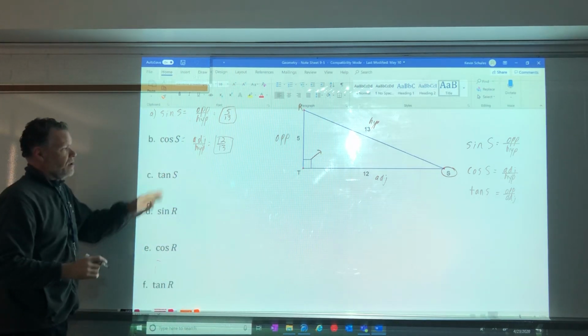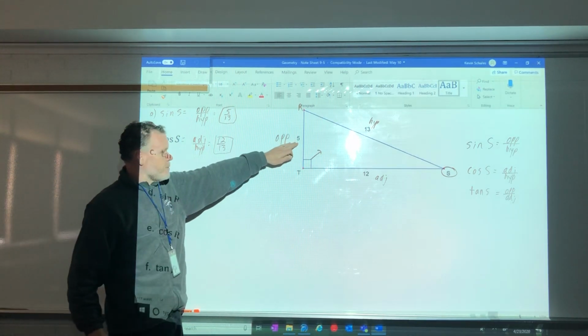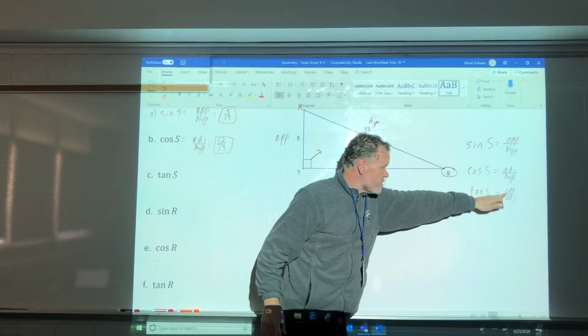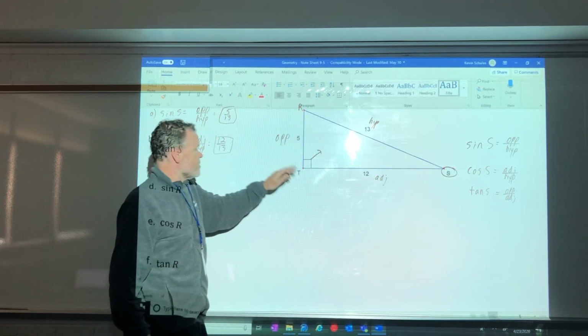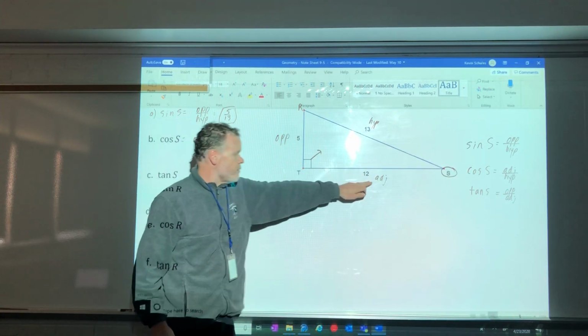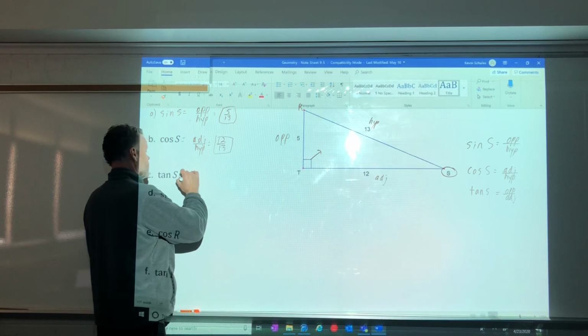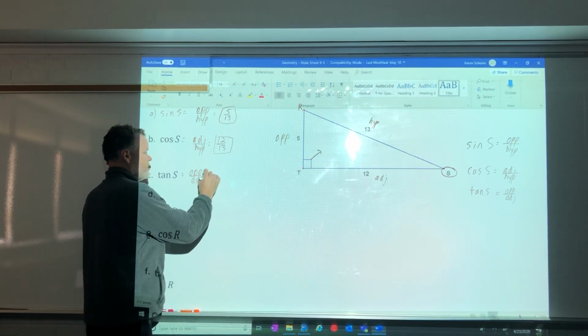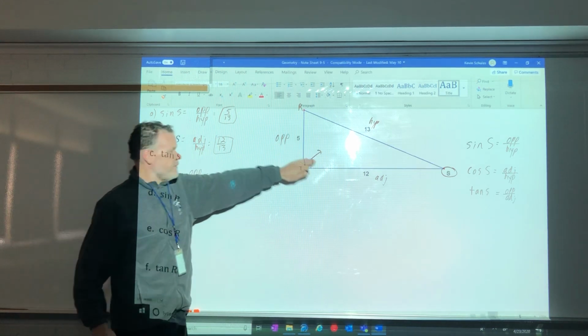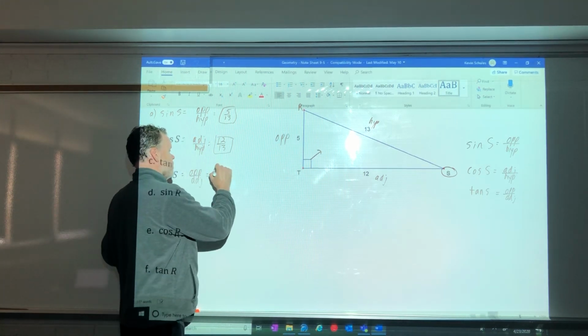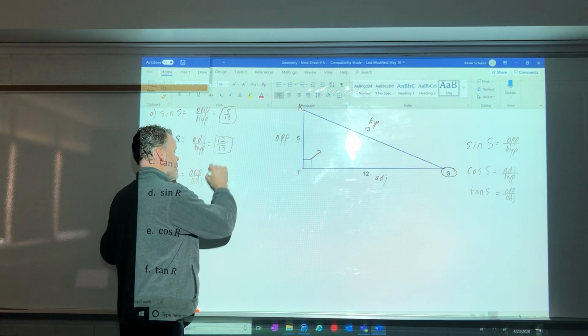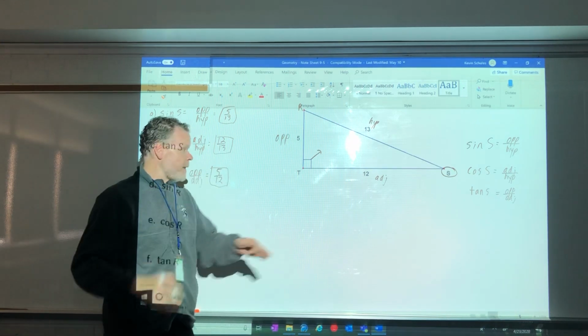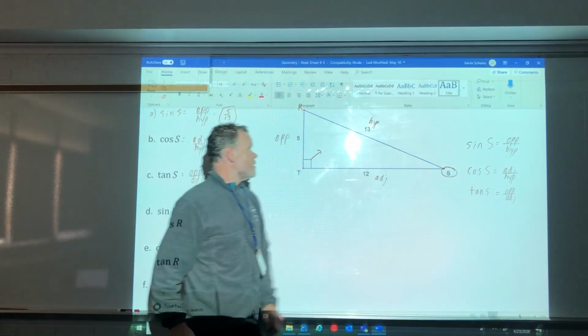Your tangent of S, that's going to be your opposite. Tangent is opposite over adjacent. So your tangent is going to be 5 over 12. And again, this was all with respect to angle S. Okay? All right.